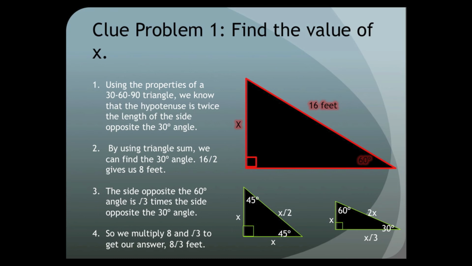Using the properties of a 30-60-90 triangle, we know that the hypotenuse is twice the length of the side opposite the 30-degree angle. By using triangle sum, we can find the 30-degree angle. 16 feet divided by 2 gives us 8 feet. The side opposite the 60-degree angle is square root 3 times the side opposite the 30-degree angle. So we can multiply 8 and square root 3 to get our answer, 8 square root 3 feet.